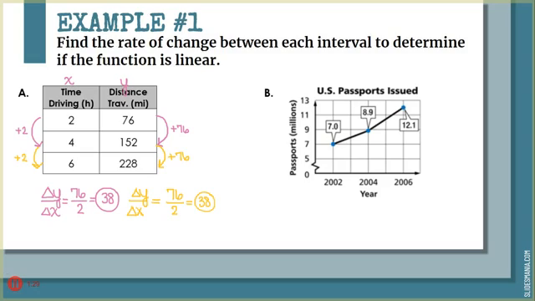And so since the rates of change were the same, we would say that this is a linear function. So we're going to say linear because the rates of change were constant.